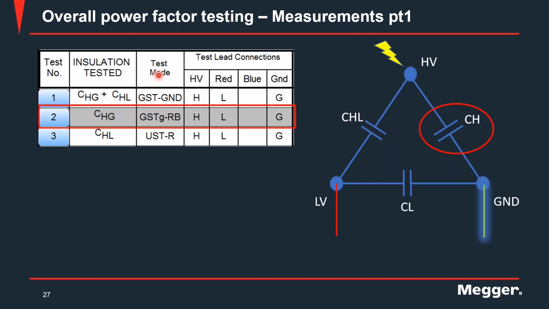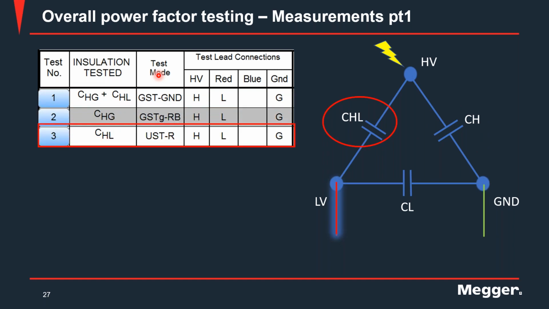In the GST-G mode, we measure only the ground current, so we get just CHG. And in the third mode, the measurement lead current gets measured, so we get just CHL. So in these three measurements, we have measured the high to ground capacitance and the interwinding capacitance, but we still need to measure the third capacitance, which is low to ground. So how do we do that?